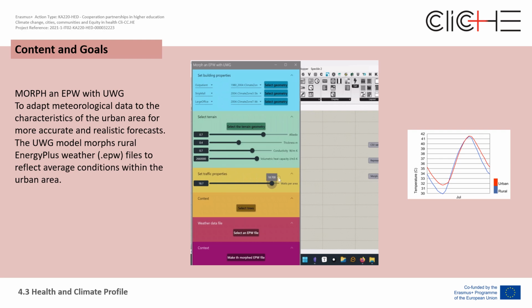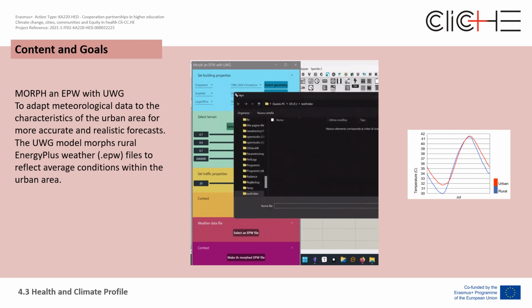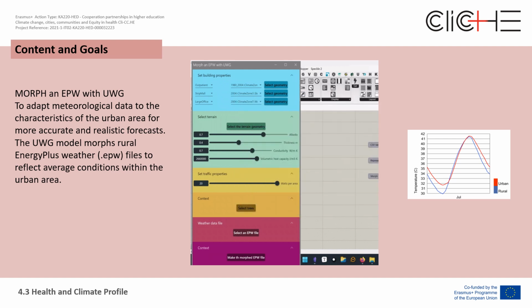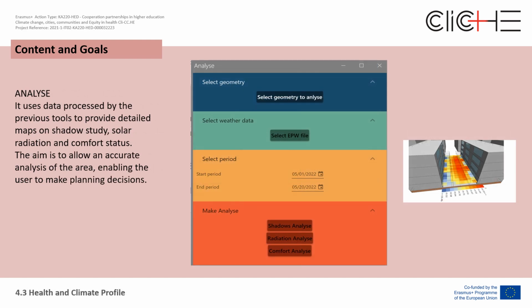The core of the software is based on UWG, Urban Weather Generator, a powerful model developed by MIT for urban heat island assessment. The output of this tool is a new EPW file that considers the effects of the urban heat island on the study area. This file can be used to obtain more accurate and realistic results. The fourth tool, named Analyze, collects all the data processed by the previous tools.